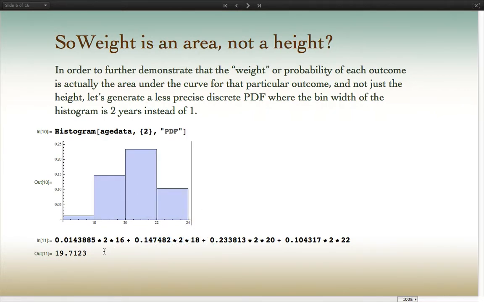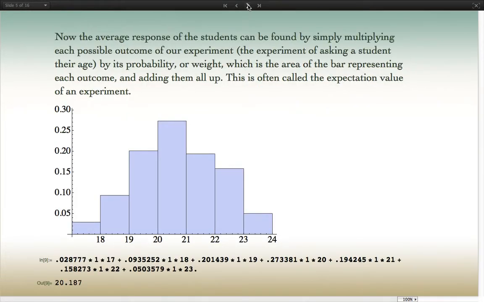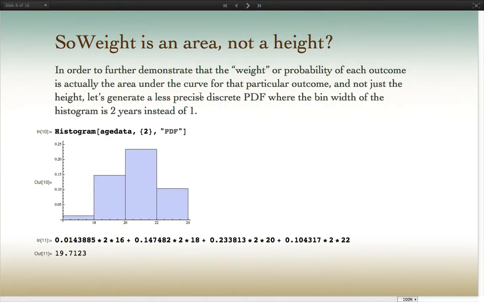And if we do this, you see that we get roughly the same answer. So we lost some precision by using these oversized bins, but nonetheless, our average value, or our expectation value, didn't change too much. It went from around 20.2 to around 19.7.